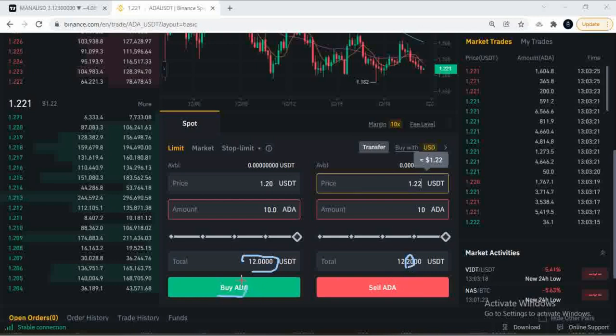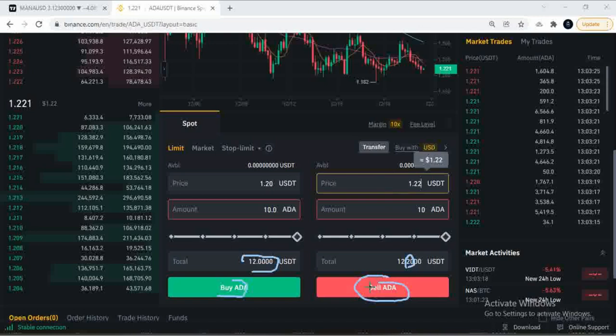I can click buy and sell at the same time. So it will be on your order book. Once price gets to 1.20, it's going to automatically buy for you, and once price shifts to 1.22, it's going to automatically sell for you immediately, and then you've made your 20 cents. Just that easy.